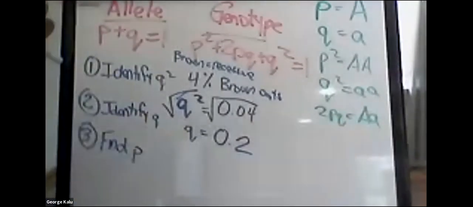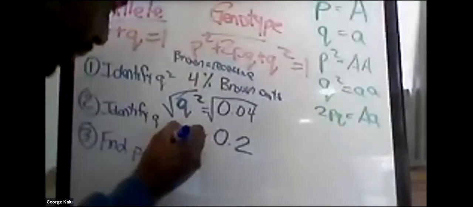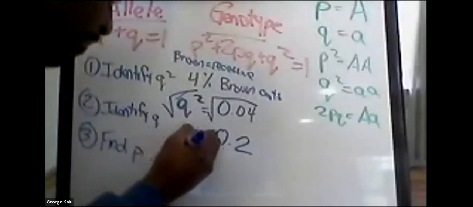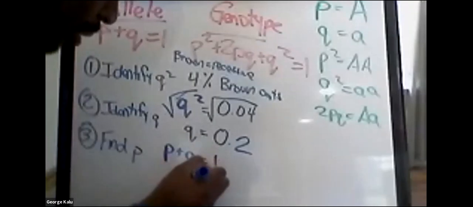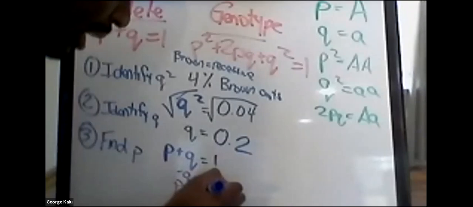The way we're going to be finding P, actually, let me ask you guys, which equation are we going to be using to help us find P? The allele equation, right. The allele frequency equation, which is P plus Q equals 1. So I'll just write this whole thing out here. We'll have P plus Q equals 1. If we want to look for P, we want to get P by itself. We're going to subtract Q from both sides. We're going to ultimately end up with P equals 1 minus Q.